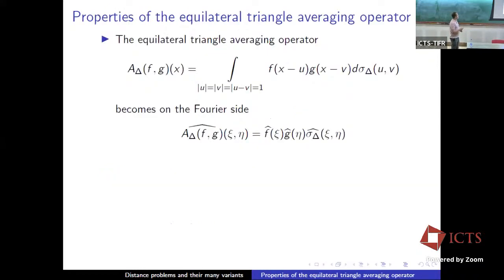Now, okay, and so now you can see I've already just thrown out the t's and I'm working on the equilateral triangle averaging operator. Things are one, I don't want to track the dependence on the side lengths anymore. Okay, on the Fourier side, this is of convolution type. If you want to think about it, really this is like F tensor G convolved with the measure. So still a convolution type.